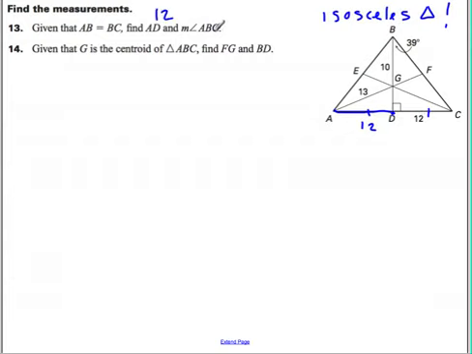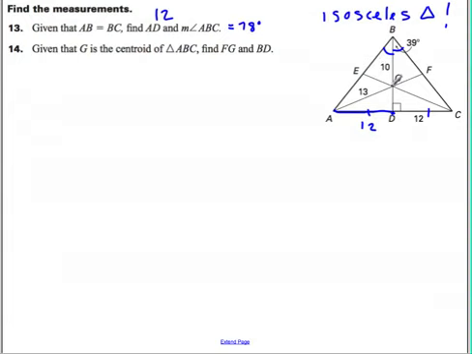The measure of angle ABC, well, if this is an altitude, if it's a median, it's also going to be an angle bisector. So this is 39, this is 39, 39 plus 39. Oh my goodness, that's 78 degrees. We got it. Number 14, given that G is the centroid of triangle ABC, find FG and BD.